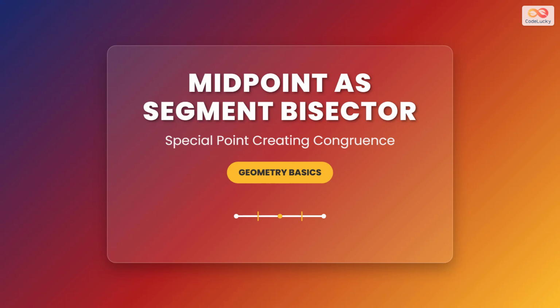Welcome to Geometry Basics. Today, we are exploring the concept of the midpoint as a segment bisector. We will understand how a special point creates congruence and the relationship between midpoints and bisection.